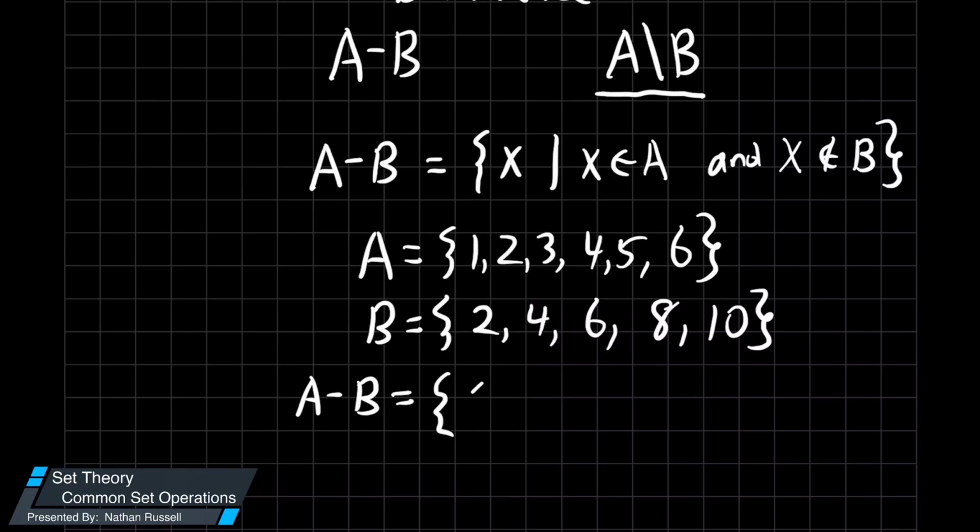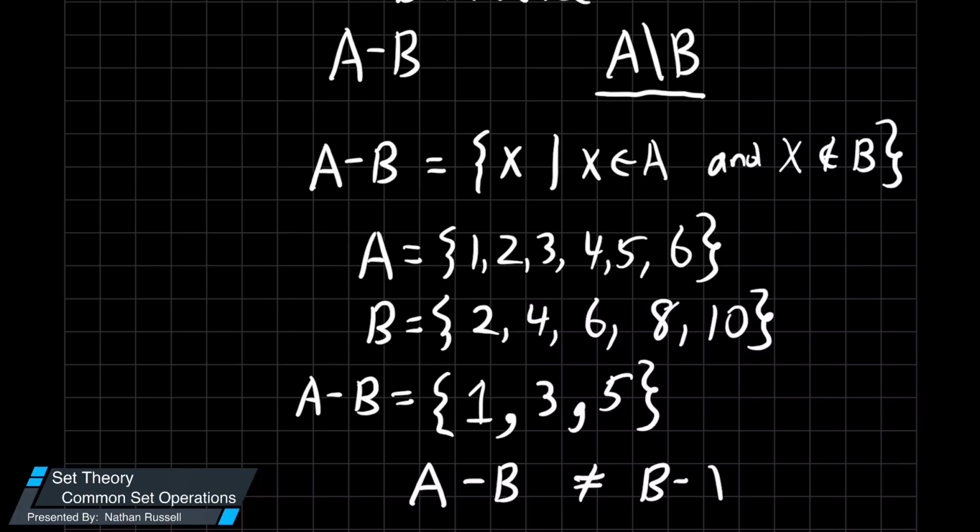1 is in A but it's not in B, so it goes in here. 2 is in A but it's also in B, so it doesn't go in there. The next number that's in A but not in B is 3. 4 is in both, so we can't put it there. 5 is only in A, so we put it here. And 6 is in both, so we don't write it. Now notice that 8 and 10 are also in B, but we don't care. It's only the elements in A that do not appear in set B. Keep in mind that a lot of operations are commutative, but in this case, this operation is not commutative. Similar to subtraction, A minus B is not the same thing as B minus A.